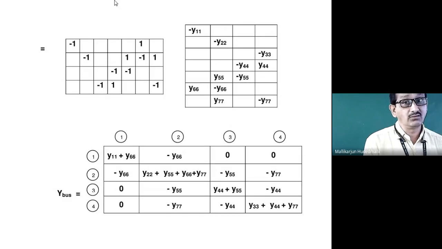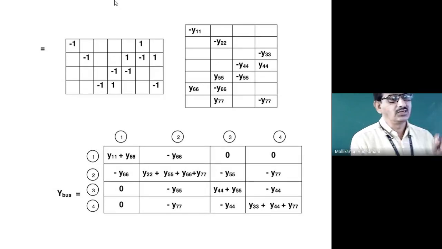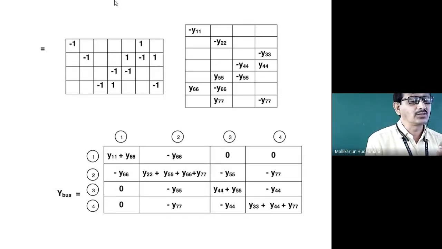Y bus by singular transformation method takes n minus 1 cross n minus 1. Why the minus 1? The minus 1 is because of taking off the reference bus from the context. Therefore, this is the difference between Y bus by inspection method and Y bus by singular transformation method. So I will move to the next parameter.